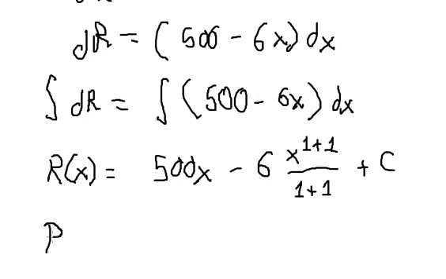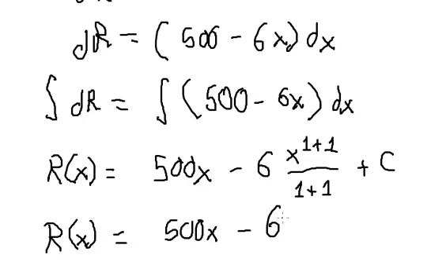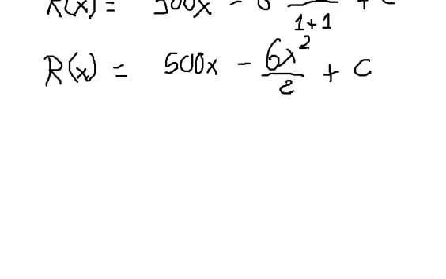Now, we simplify. This one gives 500S. This one gives 6S squared over 2. This one gives C. 6 divided by 2 gives 3.